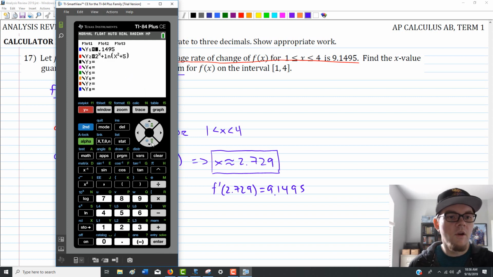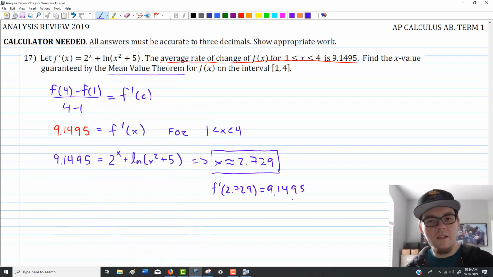So, oh, we were looking for the slope. We didn't want to do that. Sorry, we were given the slope. Just kidding. We'll go alpha, trace, y2 of A. And the answer should be the value we were looking for, 9.1495. So in fact, we did get the value we were looking for from the mean value theorem. Good job, us.